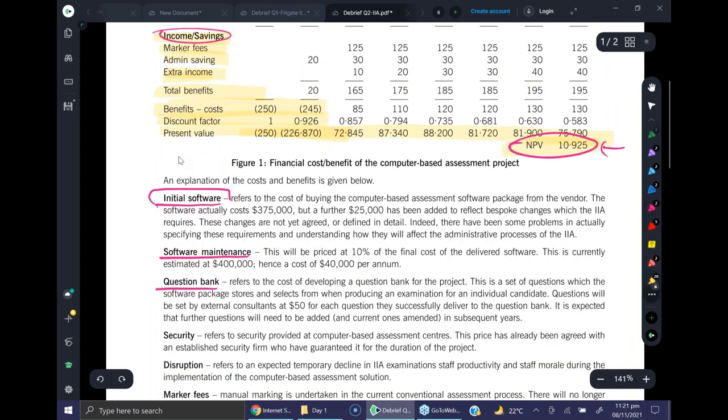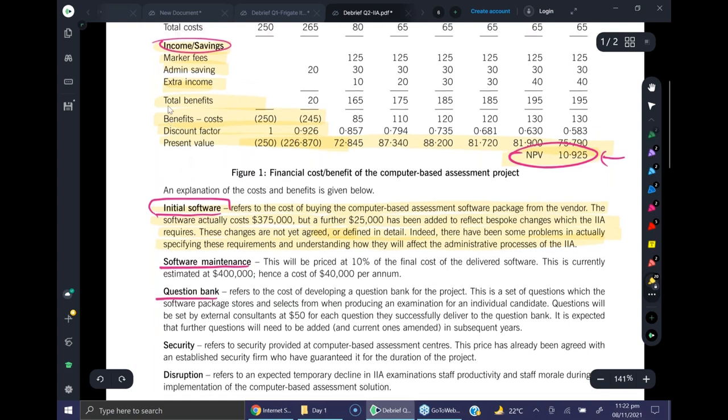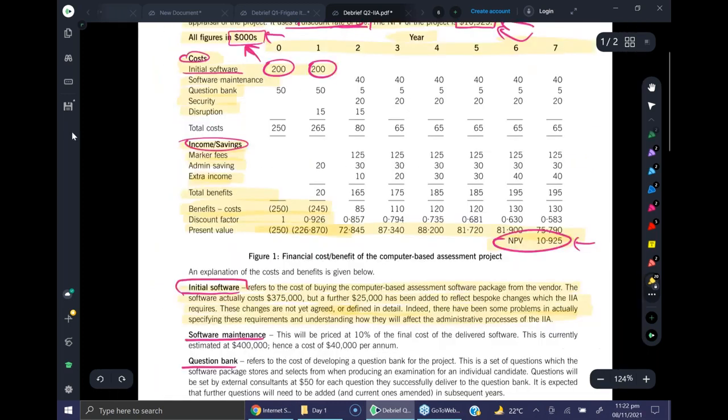It says that initial software cost refers to the cost of buying the computer-based assessment software package from the vendor. The software actually costs 375, but a further 25,000 has been added to reflect bespoke changes which the IIA requires. These changes are not yet agreed or defined in detail. Indeed, there have been some problems in actually specifying these requirements and understanding how they will affect the administrative process. Okay, now very quickly, guys, can you please tell me if this is correct, the 400,000 figure?